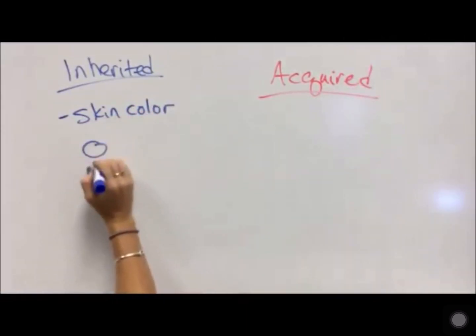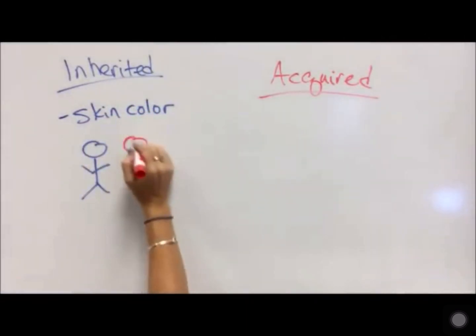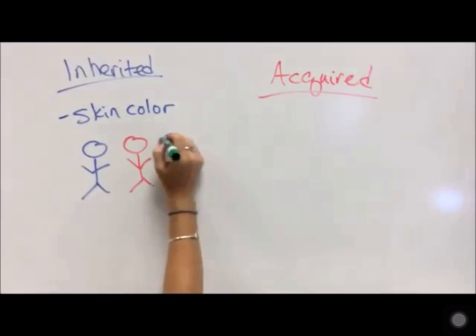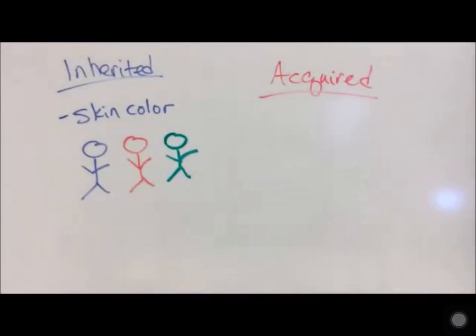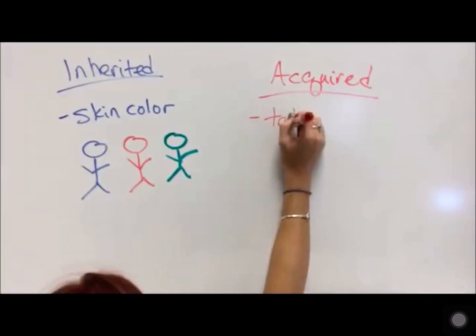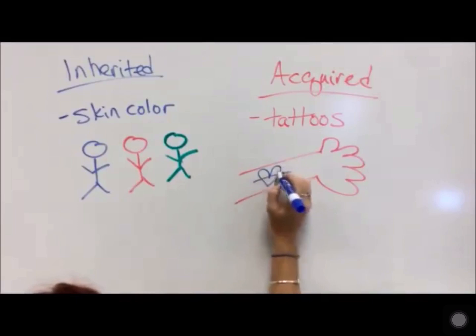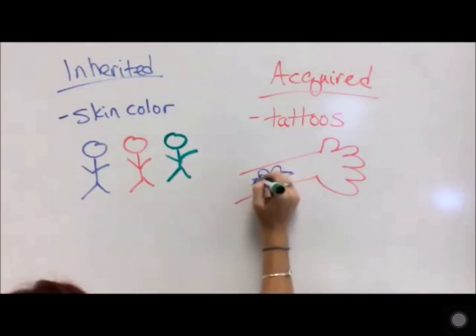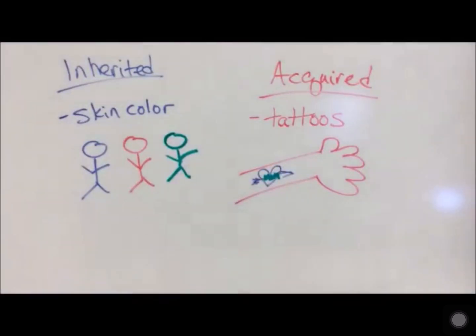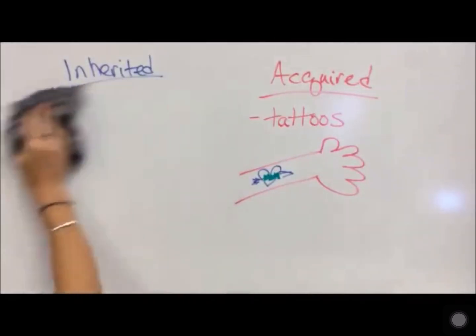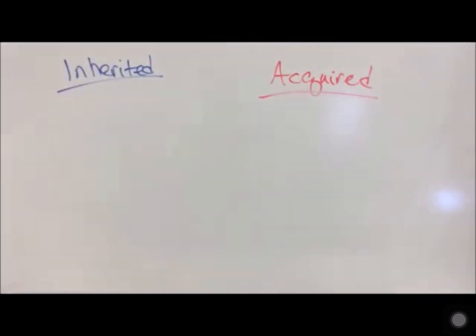Skin color is inherited. There's a variety of skin tones that people can have due to the amount of melanin in their body. That's inherited. But tattoos are things that are acquired. If you go to a tattoo shop and they press ink into your body with needles, it is not coded on your DNA that you're going to have a tattoo. You have to get that from your environment.